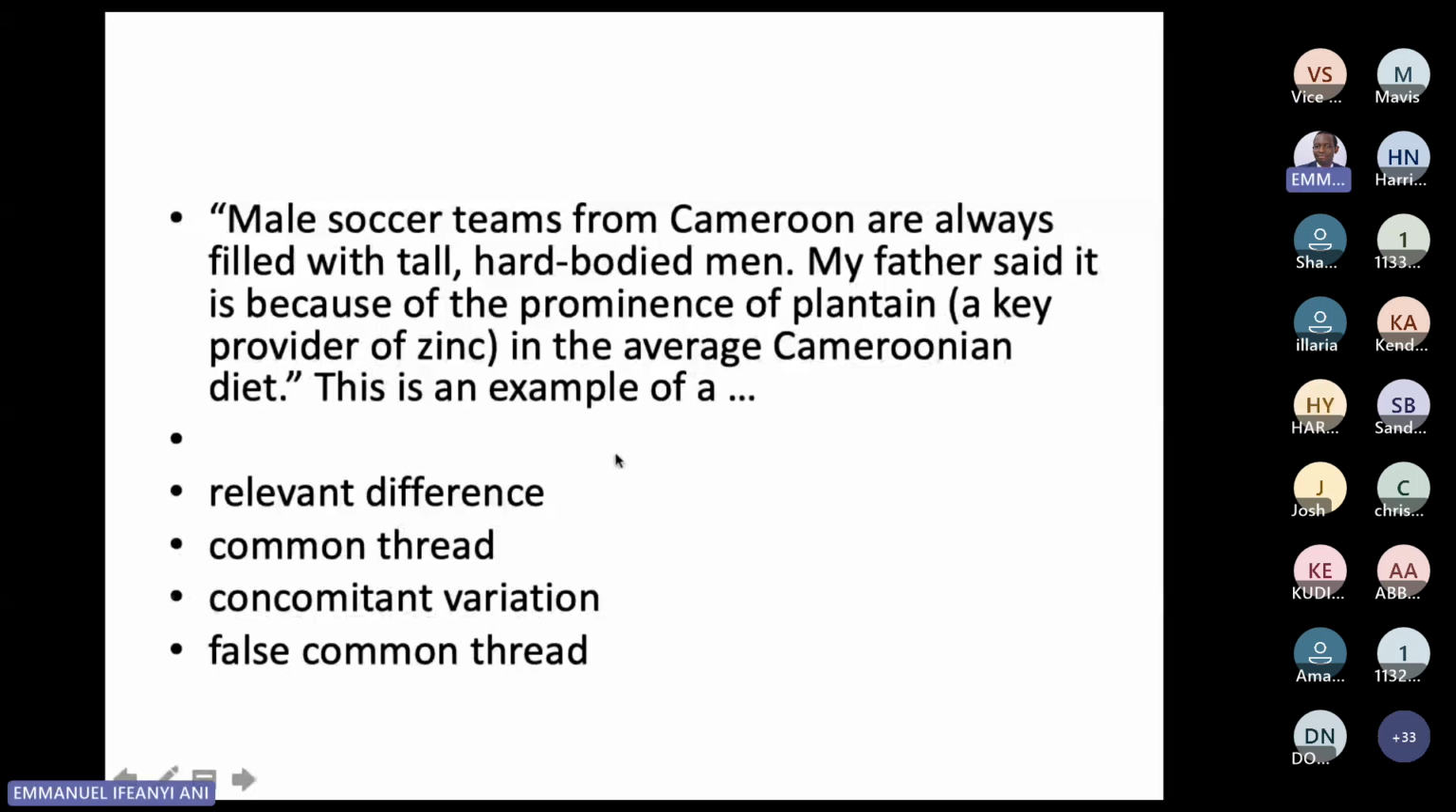So the answer is concomitant variation. Everyone eats it, but the Cameroonians eat it more.